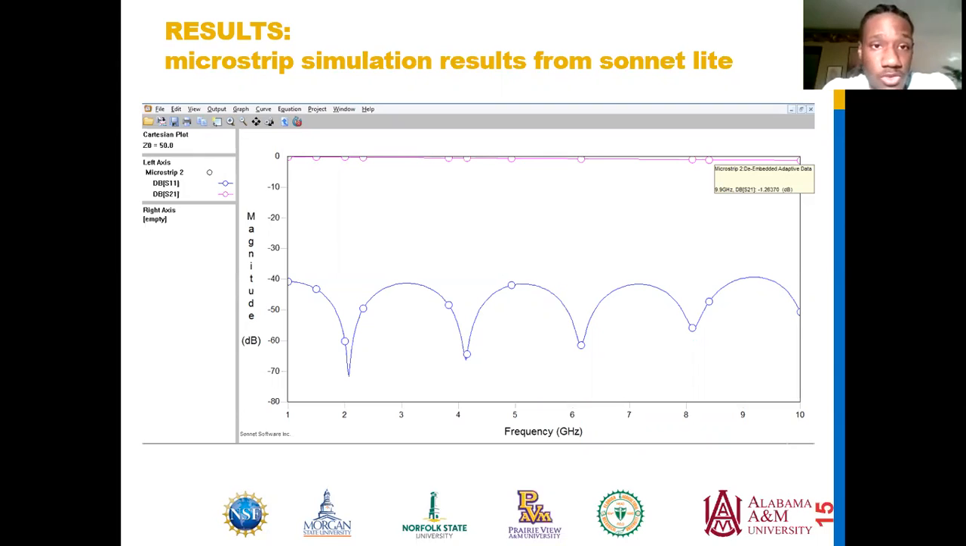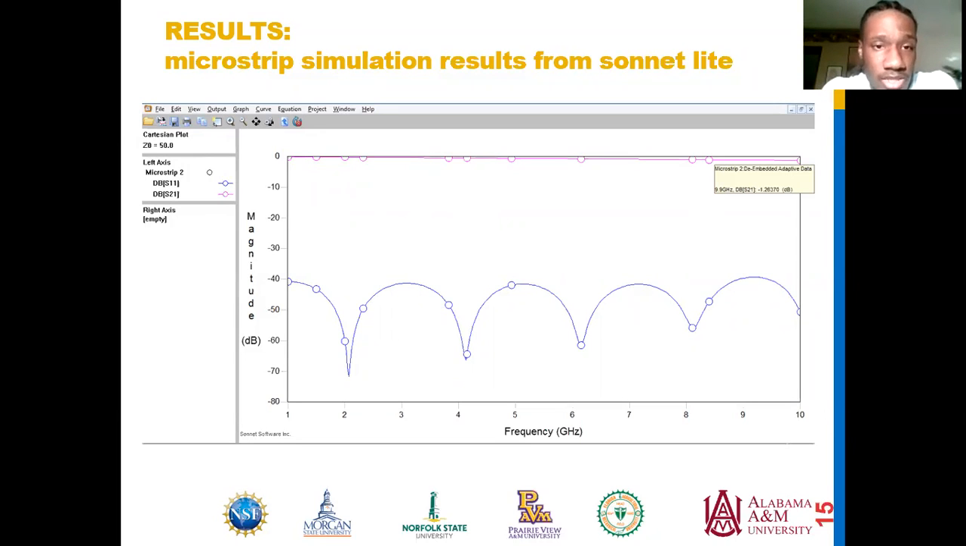Here are our microstrip simulation results from Sonnet Lite, from that previous slide you just saw. We have the blue line, which is our S11, the reflection line. It starts at about -40 decibels. As you can see at the bottom, we have our frequency, from 1 to 10 gigahertz, and you can see where our reflection changes across those frequencies.